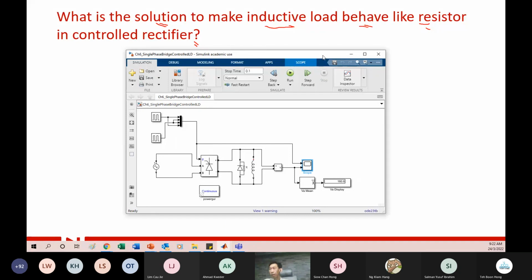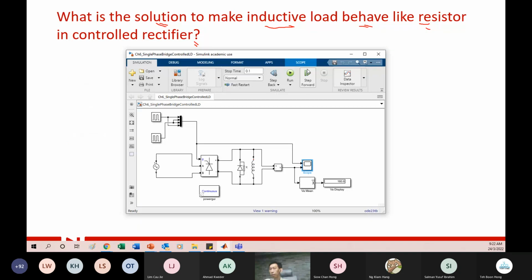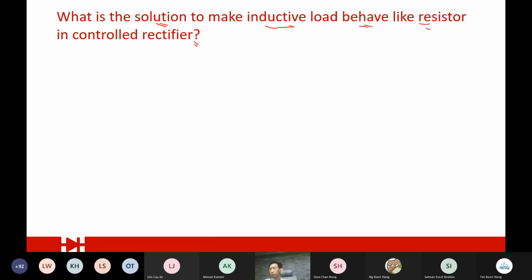Okay. Three phase already. I think we will stop here. Wait. Three phase. Okay, still got 8 minutes.